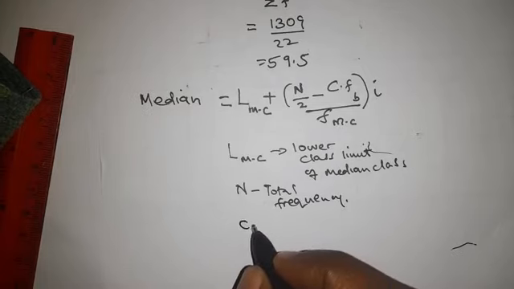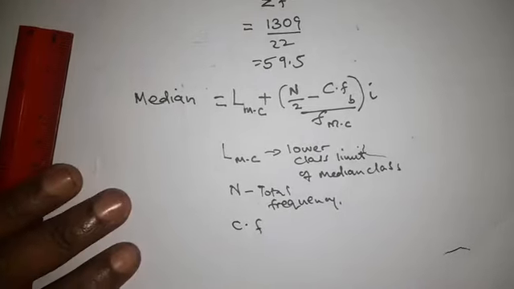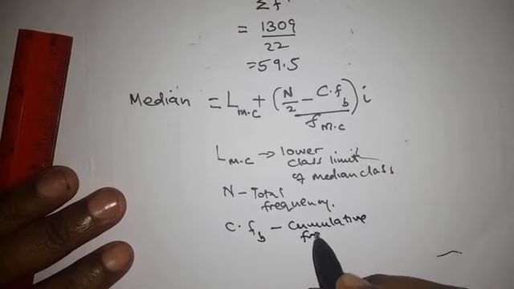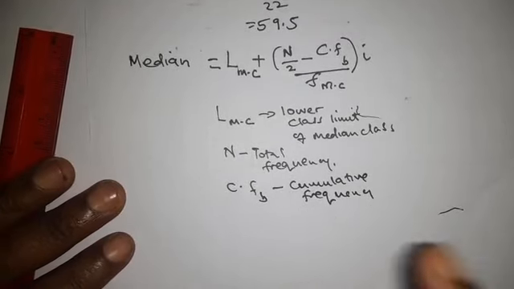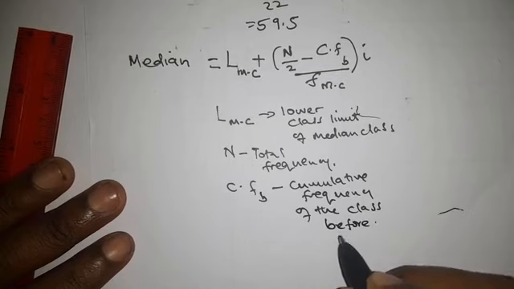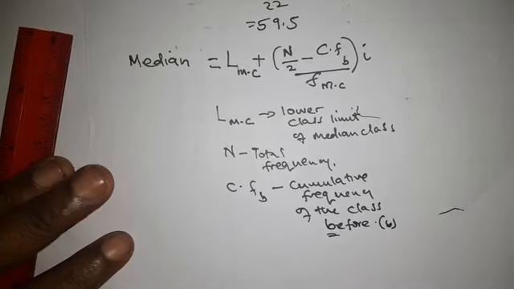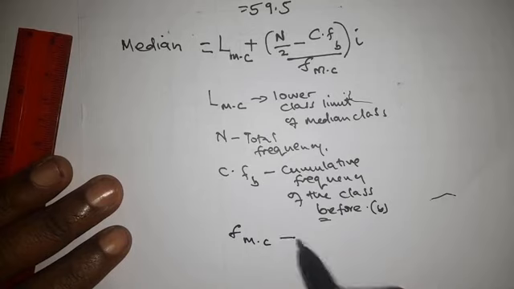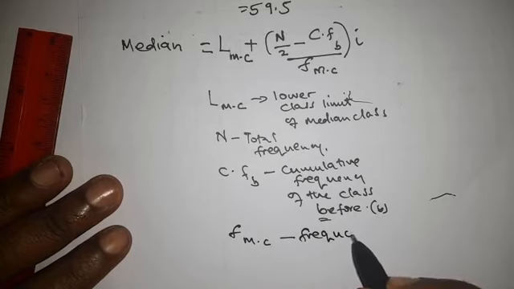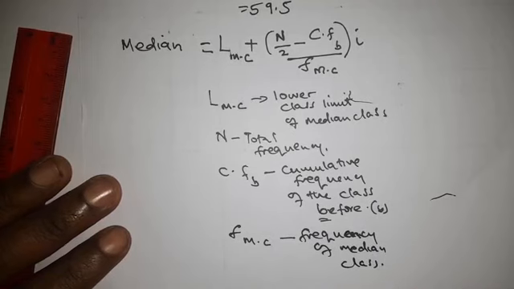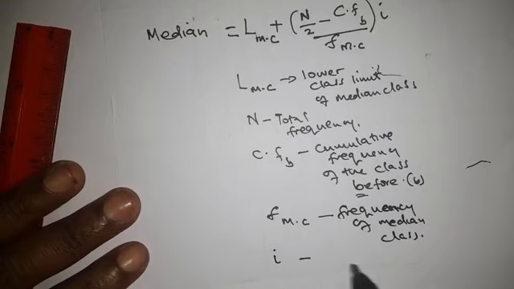And then CFB is the cumulative frequency of the class before, where before we are using abbreviation B. And then F, M dot C is what we refer to as frequency of median class. And then I is the class size.